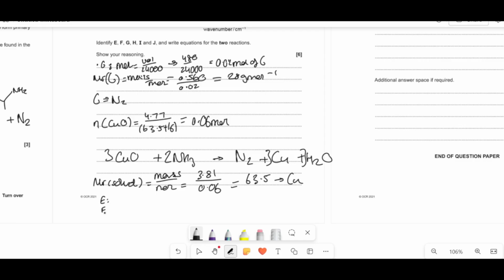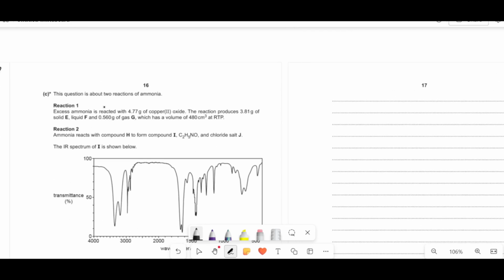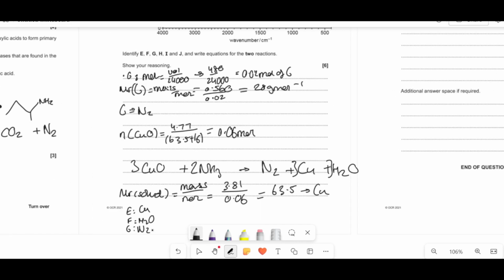E has got to be Cu, F has got to be water, the liquid, because they told you it's a liquid, and G is N2. So we've at least done that part.